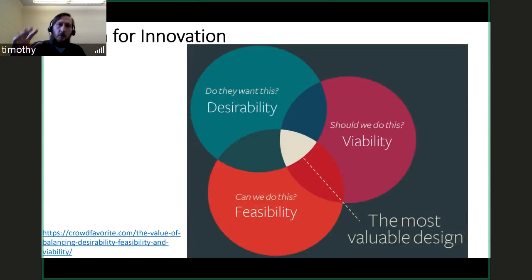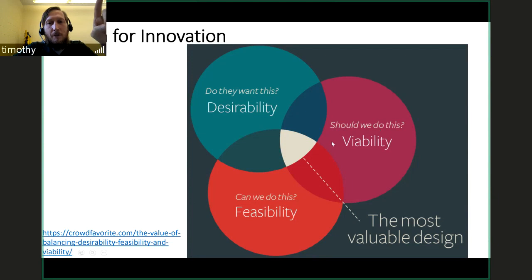All right, here we go. This is where we're getting to some of the meat of this presentation. This is what can make you valuable. This is why Steve Jobs was so rich. He looked at this chart. Do they want this? Desirability. Apple is the leader at creating products that are desirable.